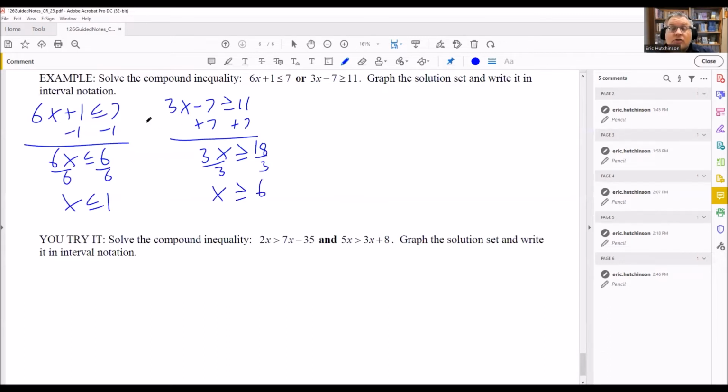But now we have to graph this. Let's graph each of these individually so you can see what the difference is there. I'm first going to start with x is less than or equal to 1. So here's 1. I'm going to do a closed circle.